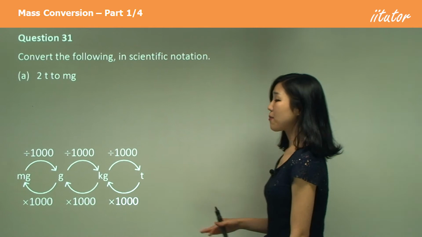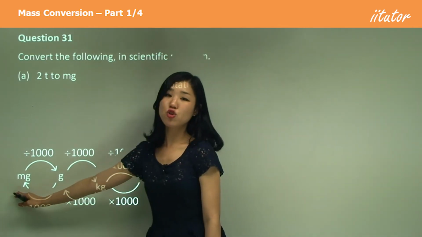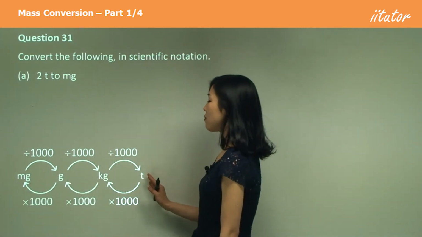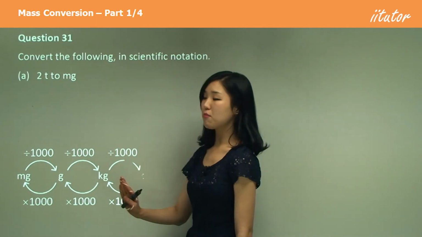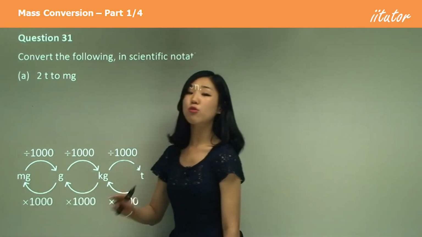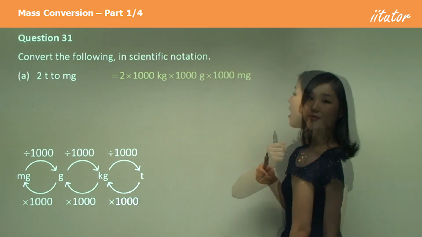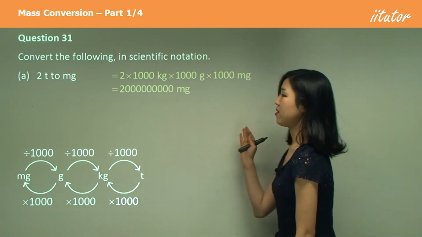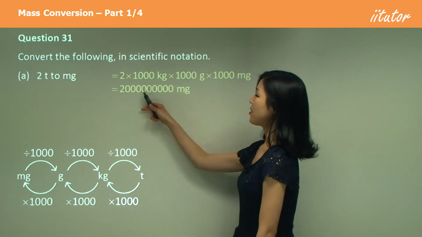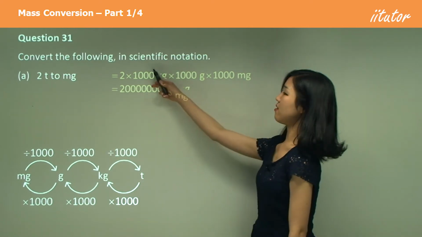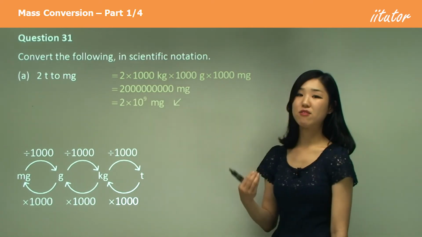Tons to milligrams. This time we're going from the largest to the smallest unit, so we need to multiply, because we're going from large to small, 3 lots of thousands. So it's 1,000, 1,000, 1,000. And then you can see that it's going to be a lot of zeros here. Count how many zeros. It should be 9. And in scientific notation, 10 to the power of 9.